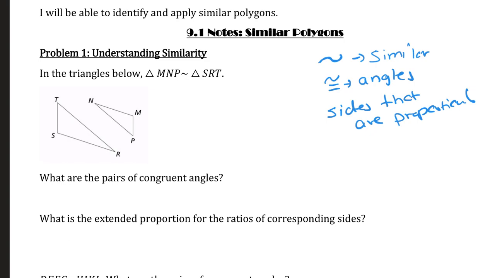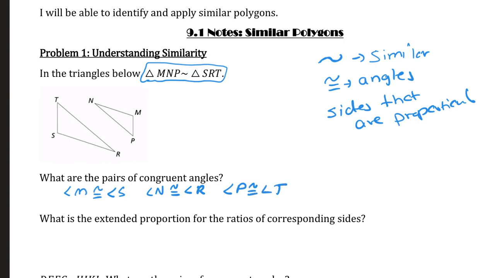In the triangles below, triangle MNP is similar to triangle SRT. And this is what I just read, this statement. Just like we did in congruence, if you're going to list the pairs that are congruent, all you have to do is follow the way it's stated. So angle M is congruent to angle S. Angle N is congruent to angle R. And angle P is congruent to angle T.